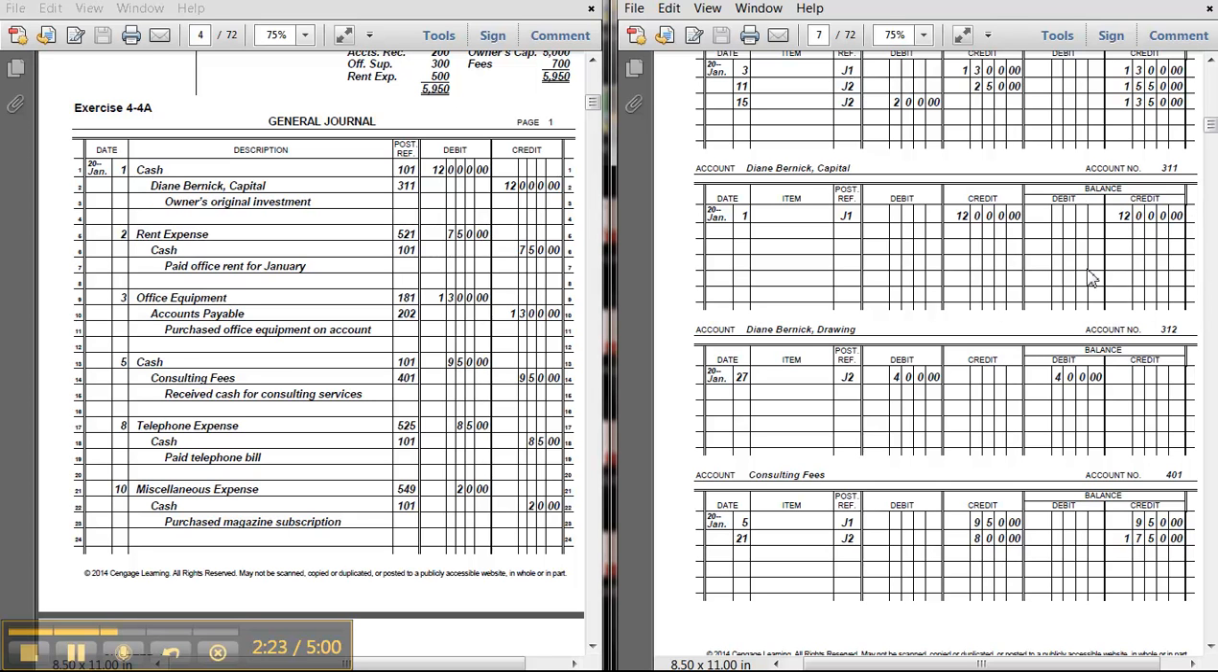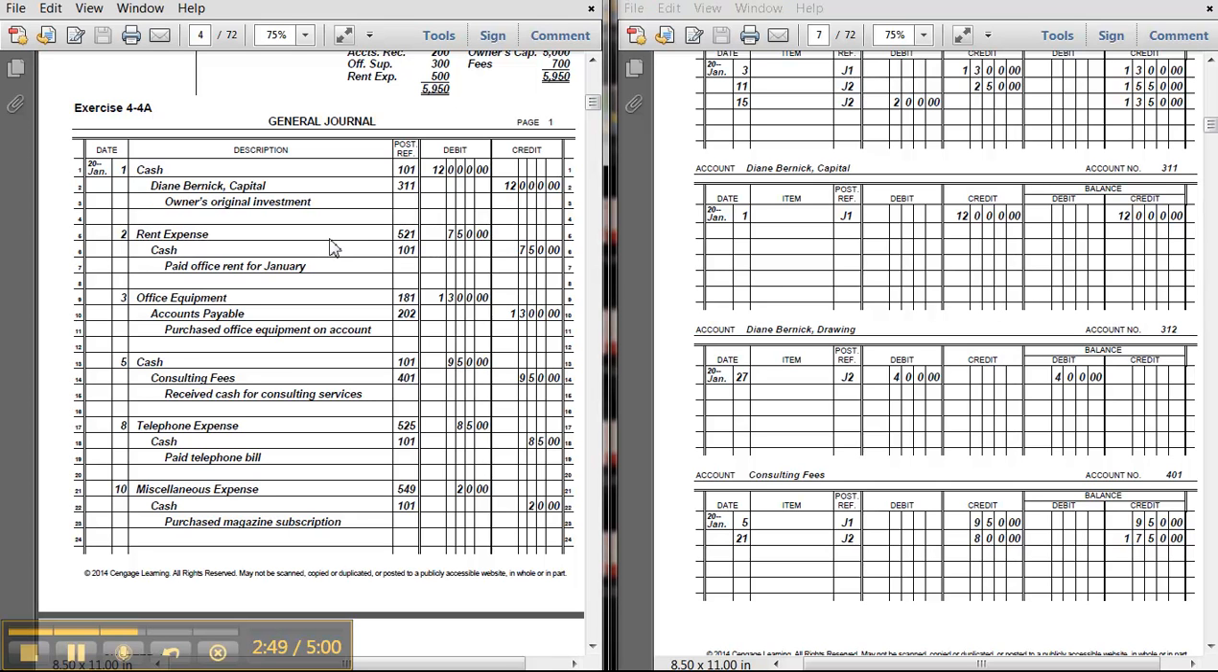Now I will never have a balance in the debit column here because the normal balance in my capital account is a credit. So anytime I credit this account, I'm going to add, and if I would ever debit this account, I would subtract it from my balance. But the ending balances in your ledger account should always be on the normal balance side. So it came from J1, and I'm going to take my 311 account number and put it back in the post reference of the journal.